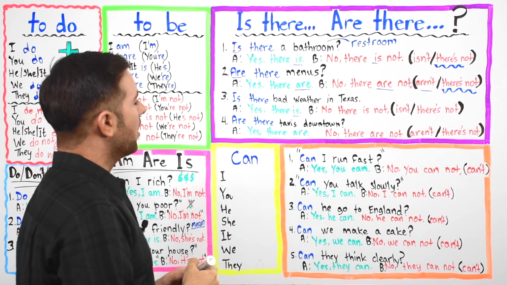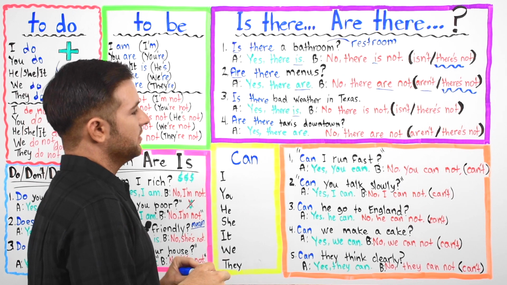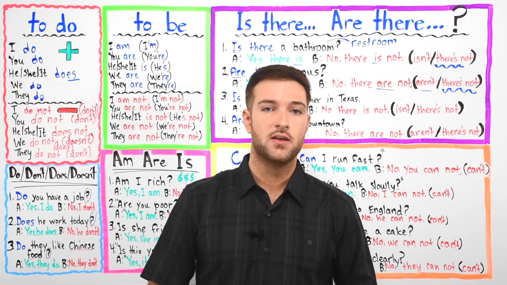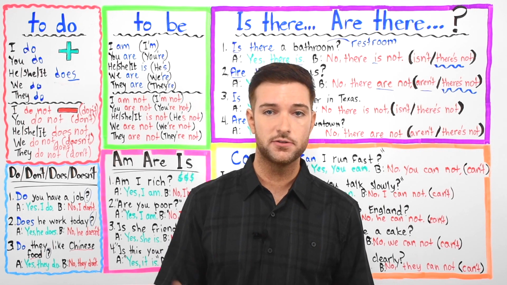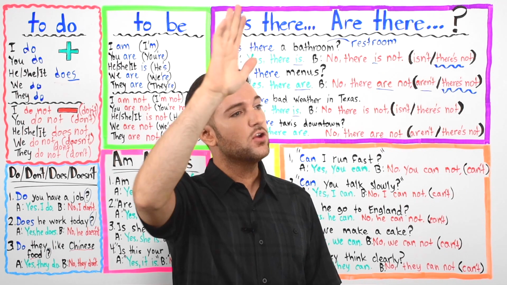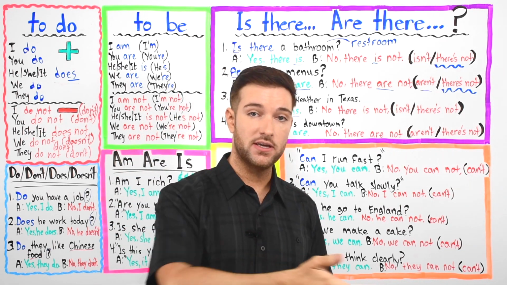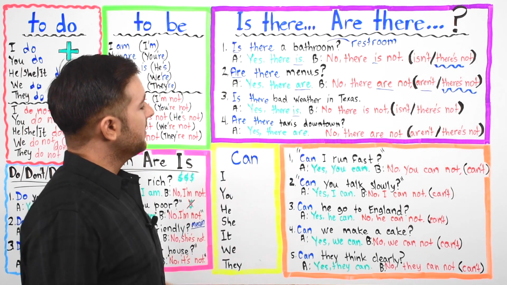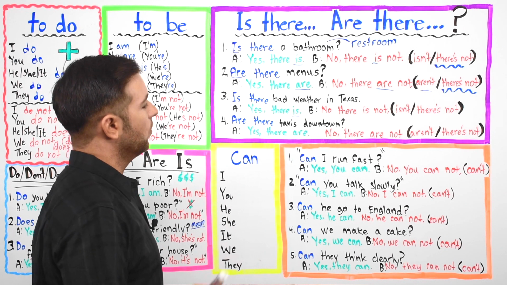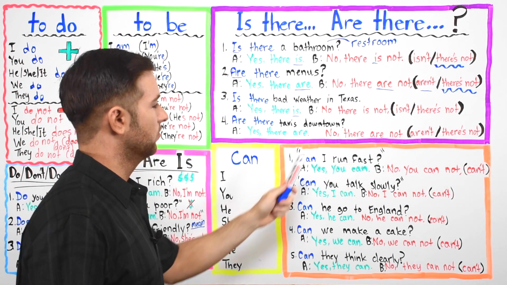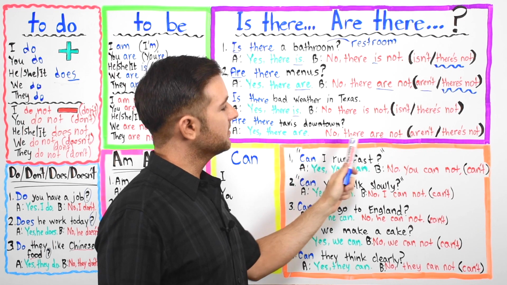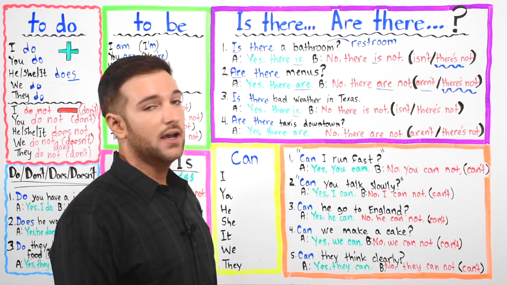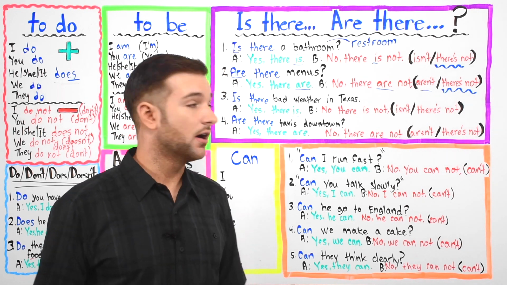Number 4, are there taxis downtown? Okay, in America, especially in New York City, the taxis are yellow. Okay, you oftentimes see these in the movies, the yellow taxis, and people whistle, hey, hey, and the taxi comes, and then you get in the taxi and you go somewhere. Well, are there taxis downtown? You could say, yes, there are, or you could say, no, there are not, or you could say, no, there aren't, or you could say, no, there's not. Okay, so you choose how you want to say it. Again, these are the expressions is there and are there.